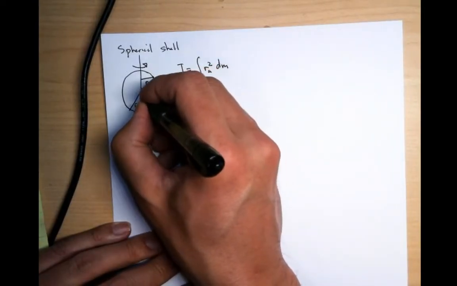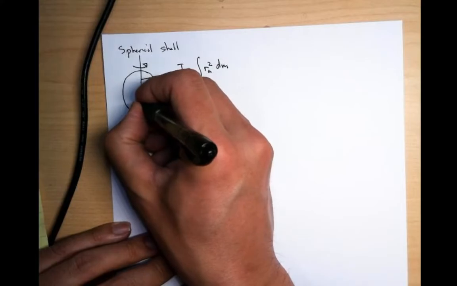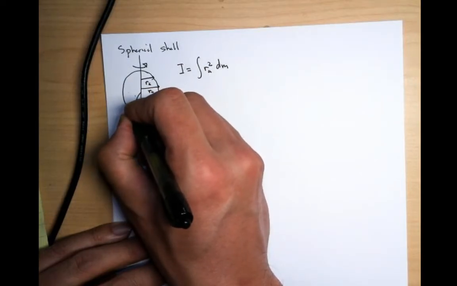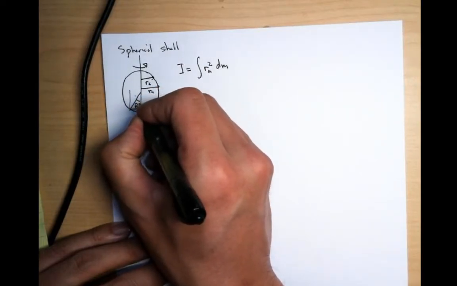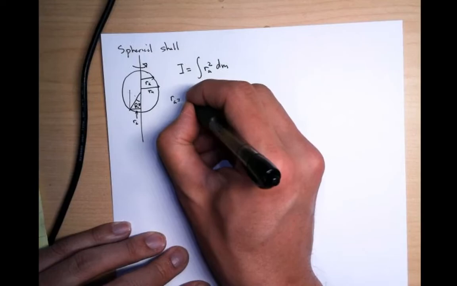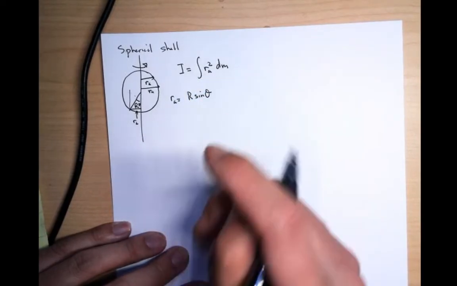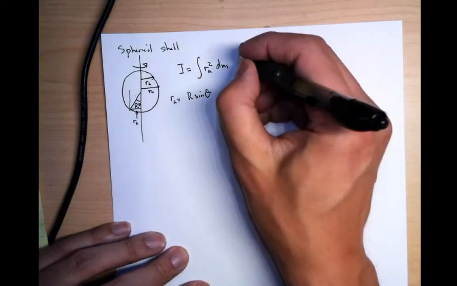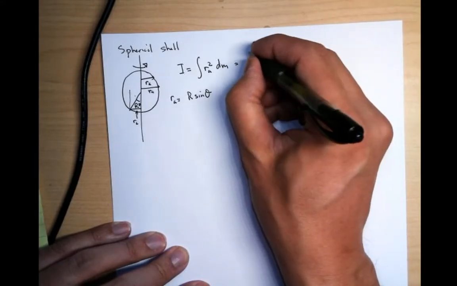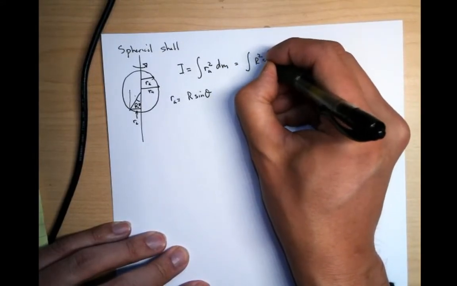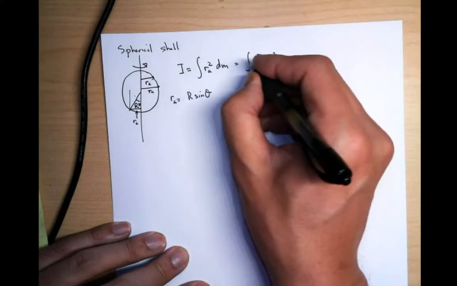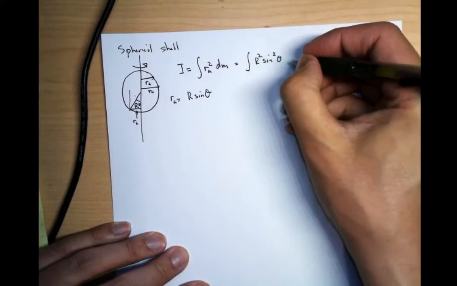So this thing right here, as you can imagine, if I define, let's say, theta along the sphere, then what happens is that this here is r_a. r_a is in fact going to be capital R sine theta, okay? That's going to be crucial in just a second. So it's going to be equal to the integral of R squared sine squared theta, right? Because it's r_a squared, okay? Times dm now, okay? So what's dm?